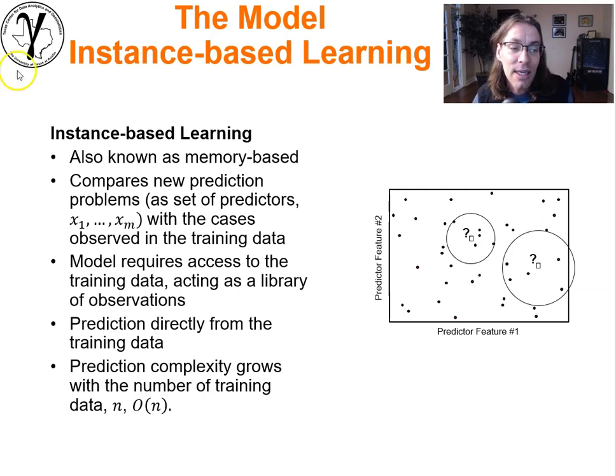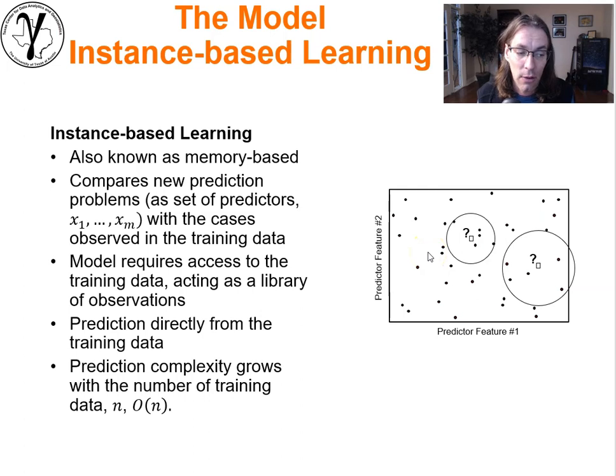Okay, it's also instance-based learning. And there's a little bit of nuance here. We can also call this memory-based learning. What that means is we're comparing new prediction problems. So we have predictor feature 1 and 2. We have all of our training data. And then we get a new case. We have a new predictor feature value for feature 1, a predictor feature value for feature 2, and we want to make a prediction at a location. So we're going to make comparisons to the available training data to make that prediction.